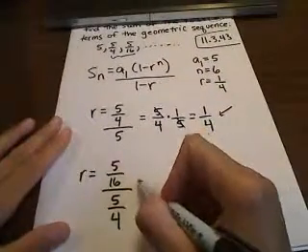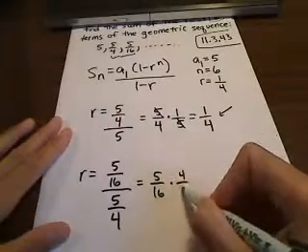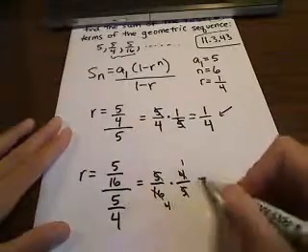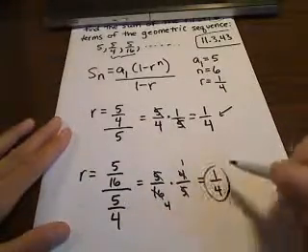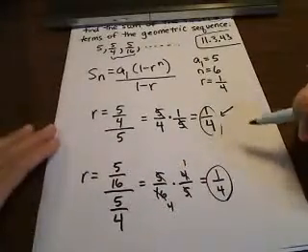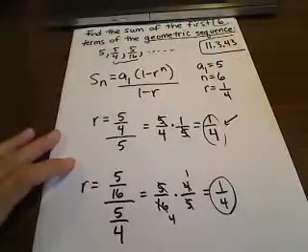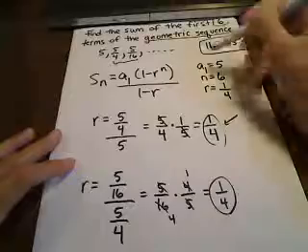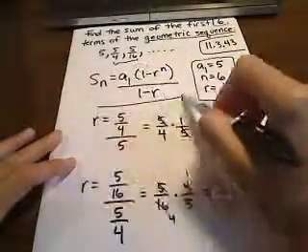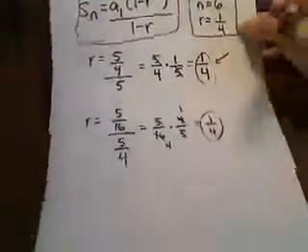So this would be 5/16, flip the bottom fraction, 4/5. Notice that when you reduce this, you end up with the same r. If you don't, then you've made a mistake, or it's not a geometric sequence. And here, they've told us it's a geometric sequence. So here are the pieces we're going to plug into the formula, so let's do that.